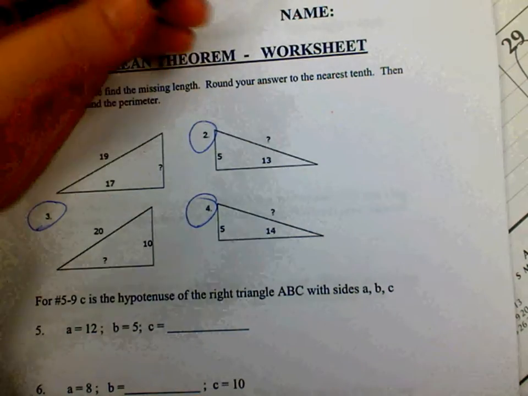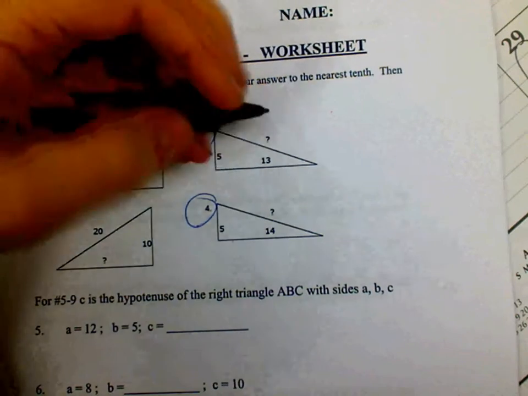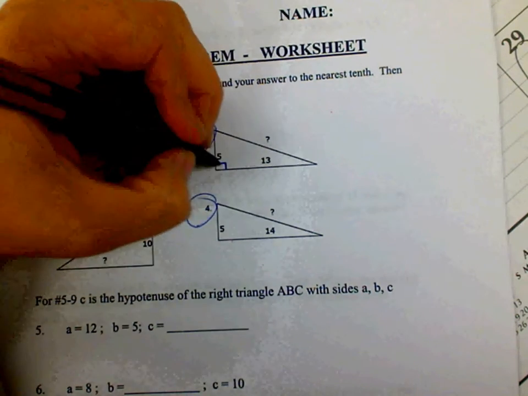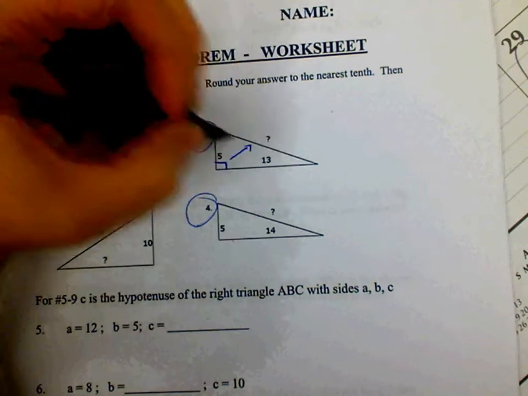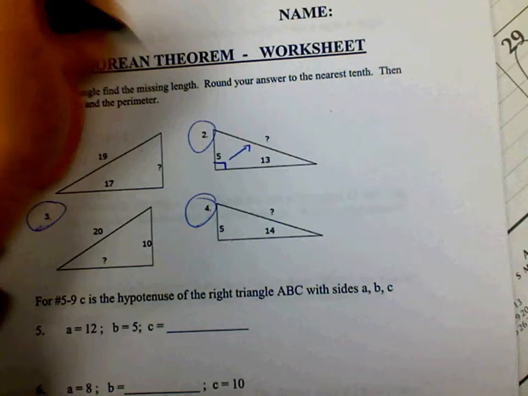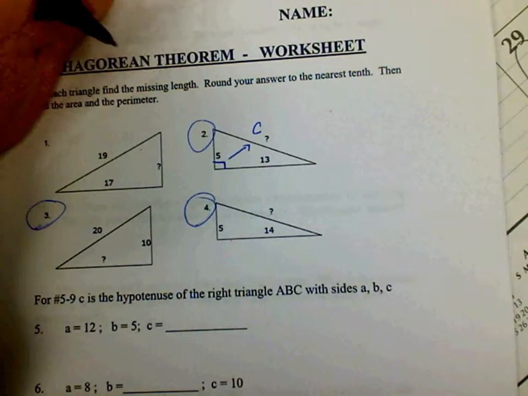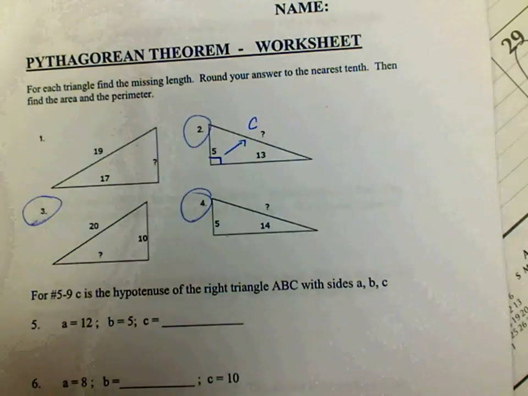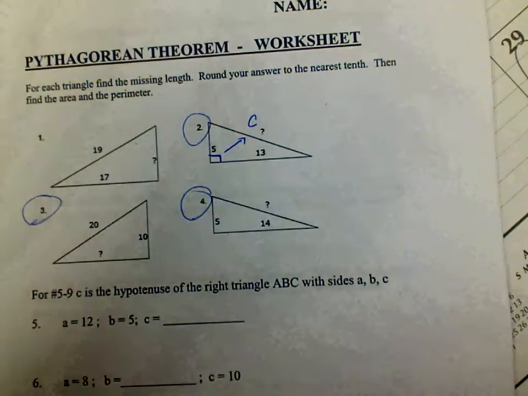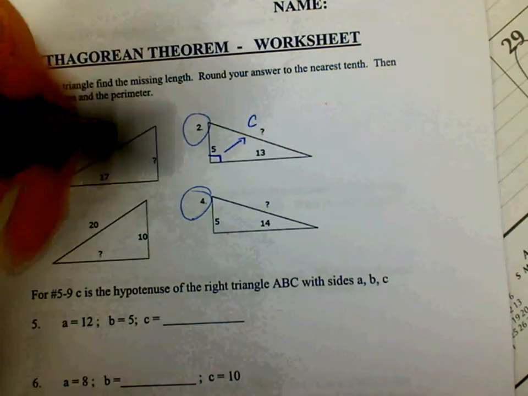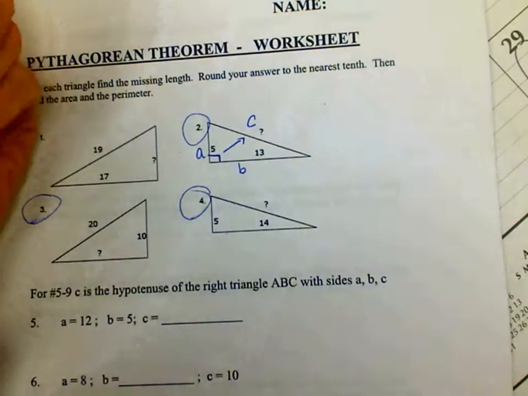So the hypotenuse is always the side of the triangle that is directly across from the right angle. So the right angle is here, and the hypotenuse is always right across from that. So that hypotenuse always has to be C in the Pythagorean theorem. The legs are the sides that create the right angle. So those two legs can be either A or B. We'll make that one A and that one B.